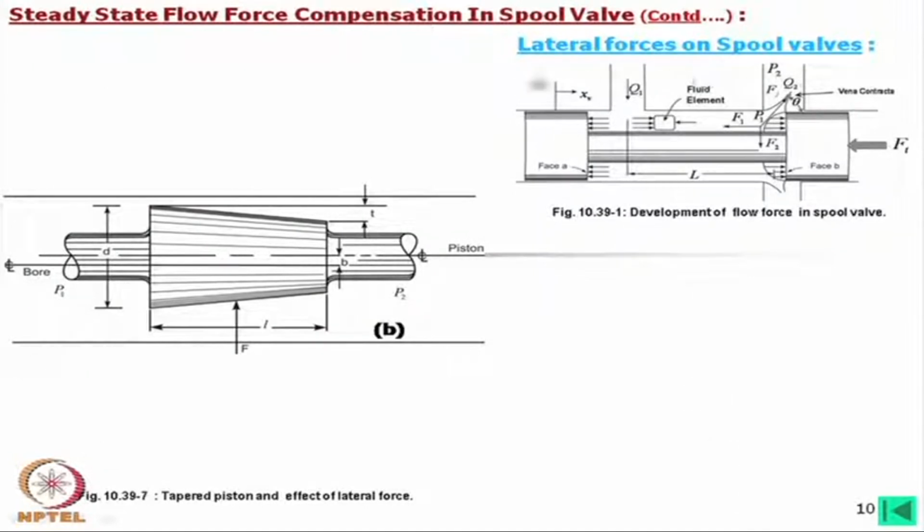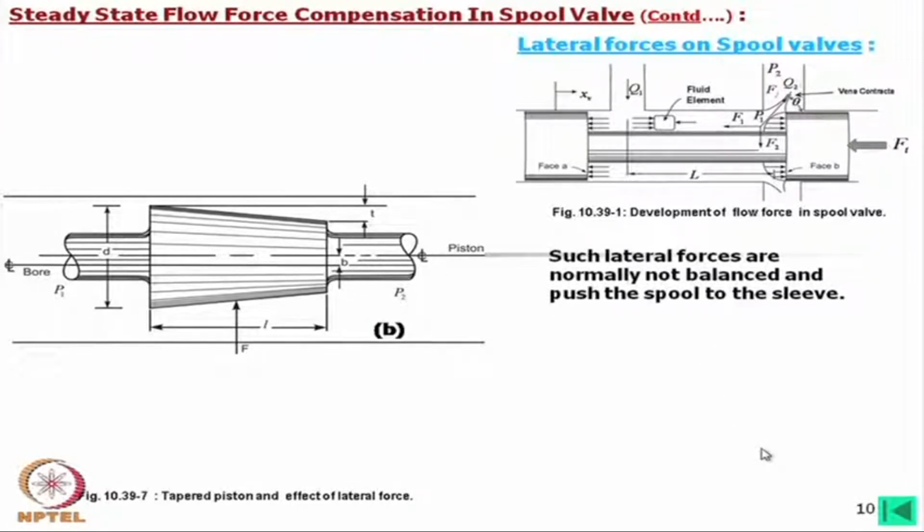Now, this is the ideal one which I have shown. Now, let us consider this land is like this: instead of a perfect cylinder, it is tapered. Of course, this is an enlarged view, it will never be like this, but there may be a slight taper, and even that will cause substantial lateral force. Such lateral forces are normally not balanced and push the spool to the sleeve. This is obvious.